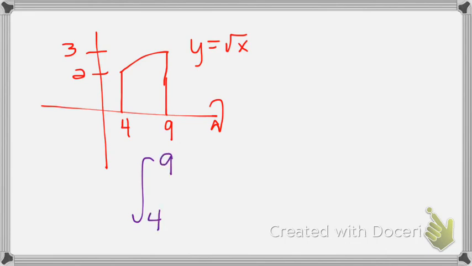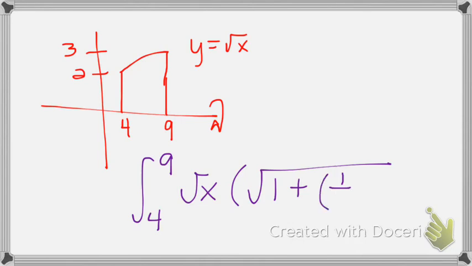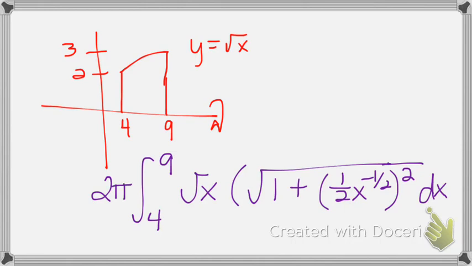Because you're going around the x-axis, the radius is y. But what is y? Square root of x. And then it says times the arc length. Arc length is the formula that you learned in the arc length video, which is square root of 1 plus the derivative of whatever the equation is, squared. So the derivative of square root of x is 1/2 x to the negative 1/2. Yes, there is a 2 pi. That's part of the formula. Good. So it's 81.1 or so.